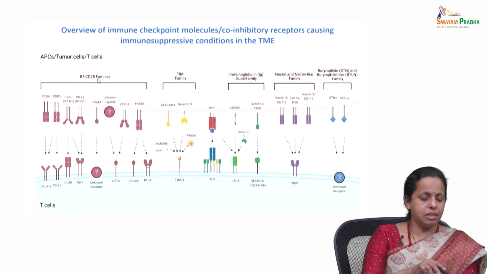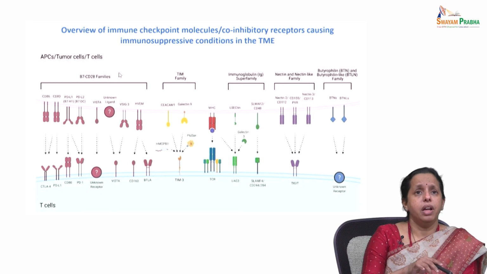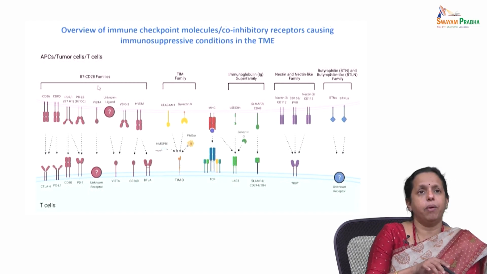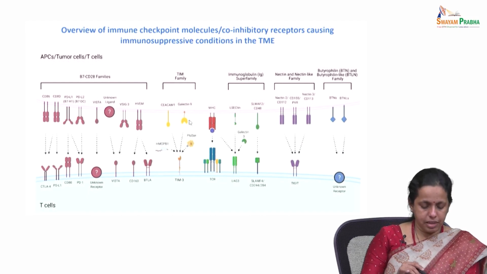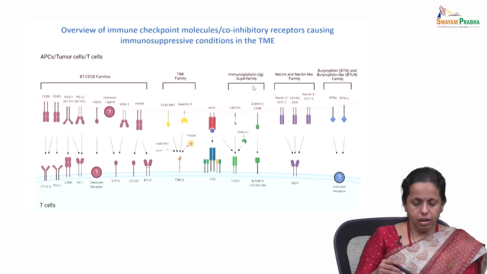These are all coming. Please keep in mind the B7 CD28 families of co-inhibitory receptors. These are all very important co-inhibitory receptors because we will be looking in detail into them when we talk about CAR-T therapies also. Here again the TIM family has TIM3, and here they will have receptors such as CEACAM1 and galectin. And then the immunoglobulin superfamily has these particular receptors.